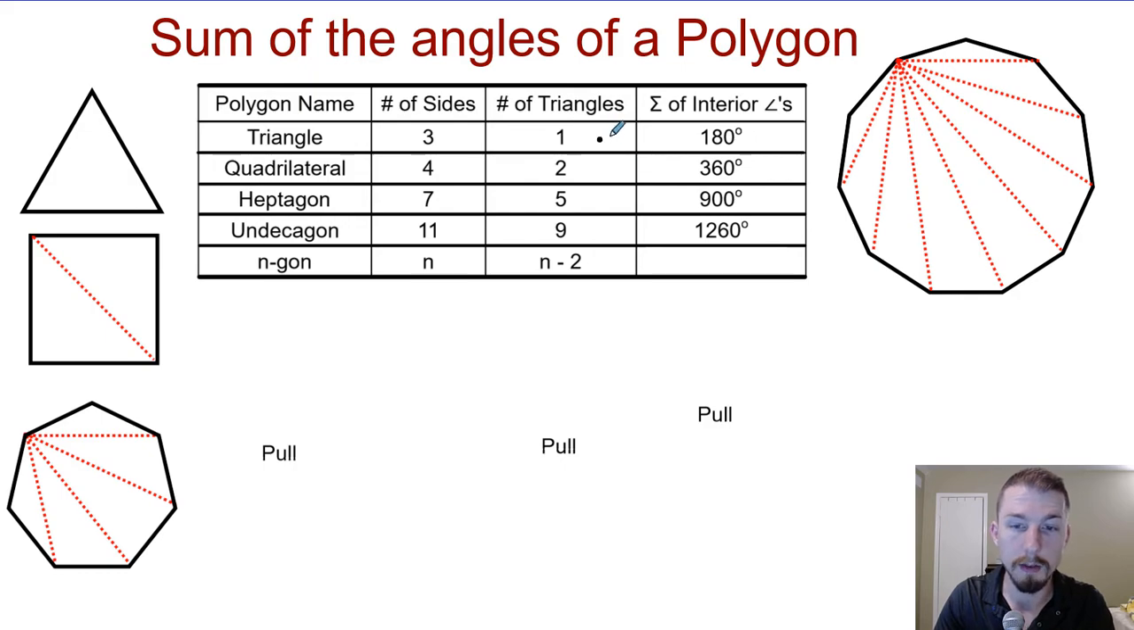If you notice here, everything we're doing is just multiplying the number of triangles times 180. So the same thing is going to happen here. We're going to take the number of triangles, n minus 2, and multiply it by 180, which is our formula, right? n minus 2 times 180 for any polygon with n sides. All right, so that leaves us with our formula, n minus 2 times 180. All right, kind of cool.